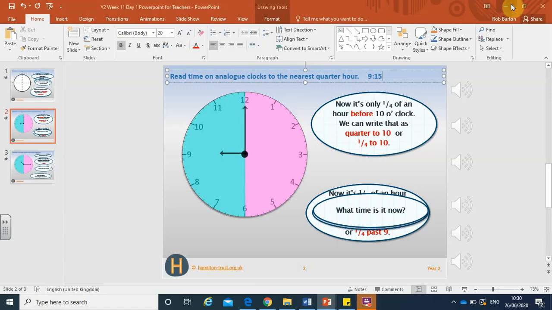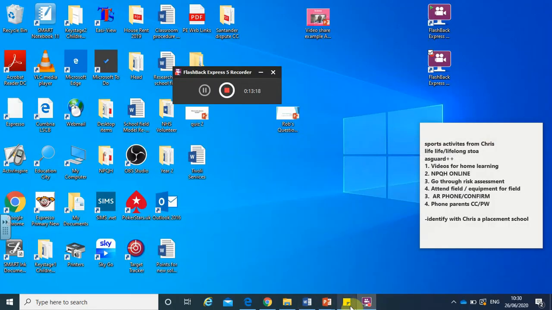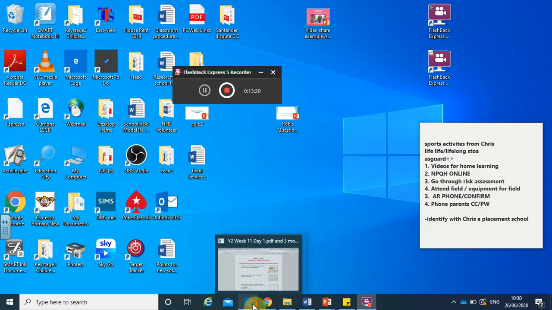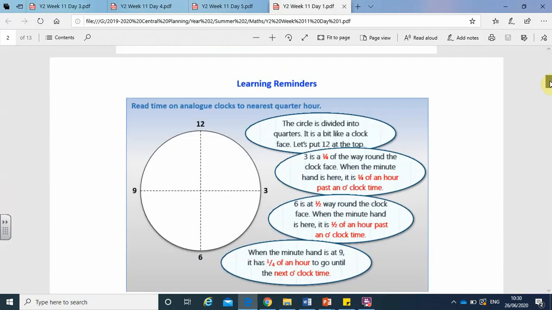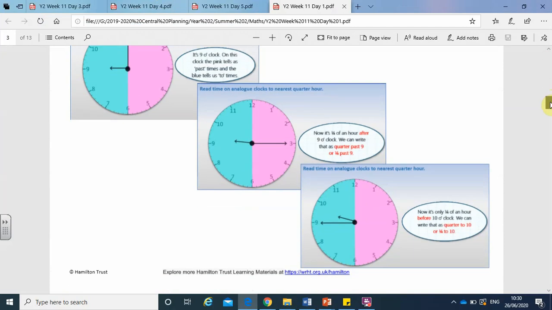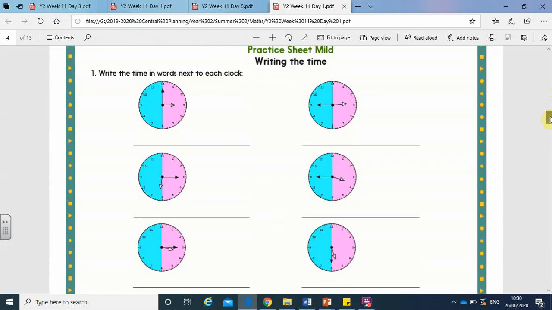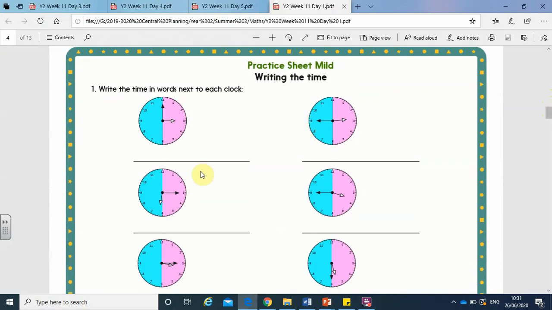Okay. So this is the activity that we've just talked through. We've talked through many of these, and there are some examples there that we've been through. So here's a practice sheet that I'd like you to have a go at.